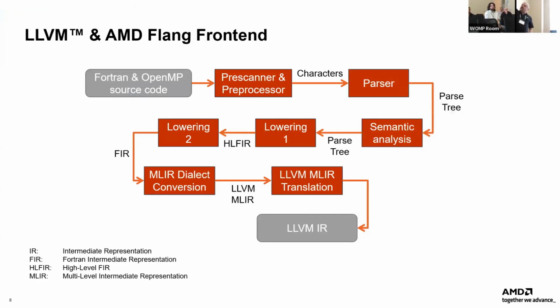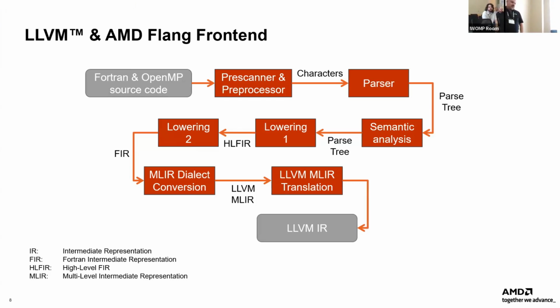So from the Fortran source code with OpenMP, it goes to the pre-scanner, the preprocessor, even though Fortran doesn't specify one. Flang obviously has a preprocessing facility. That gives us a character stream, like I was showing in the previous slide. Then this goes to the parser that creates a parse tree. We do semantic analysis on that, so fill in types and type conversions and make sure that it's not only syntactically correct, but also semantically correct.